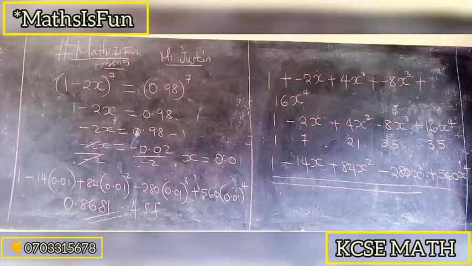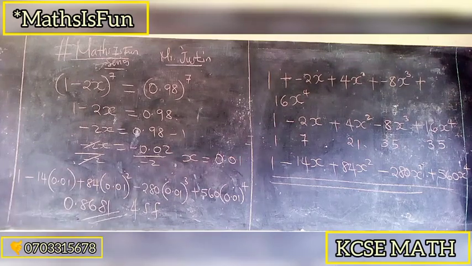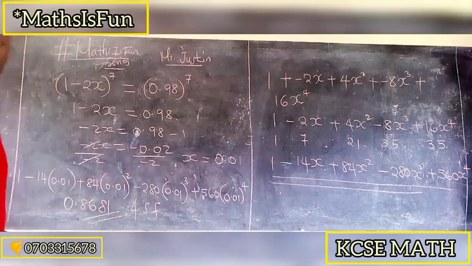You can try by keying in 0.98 to power 7, and you get an answer that is exactly the same as that one by using a calculator. So that is how we use binomial expansion to expand and to solve a given situation.